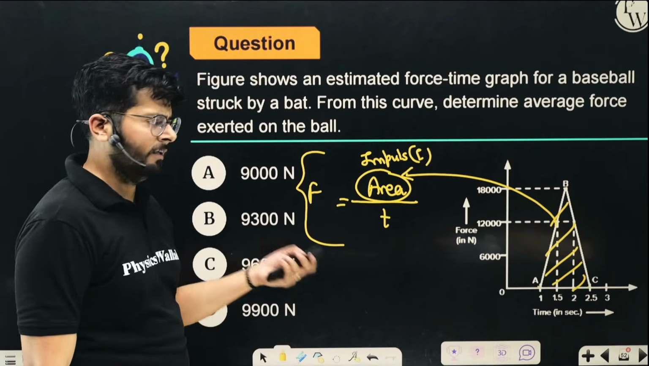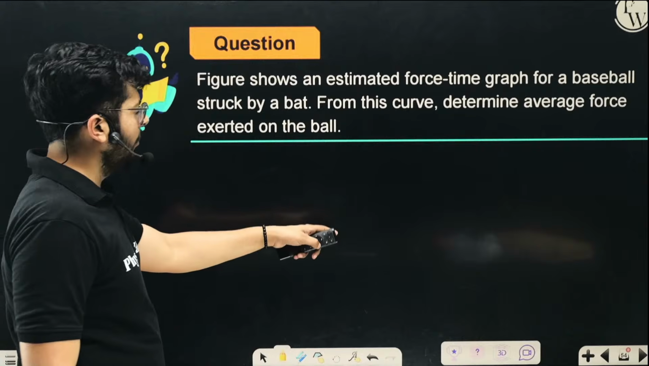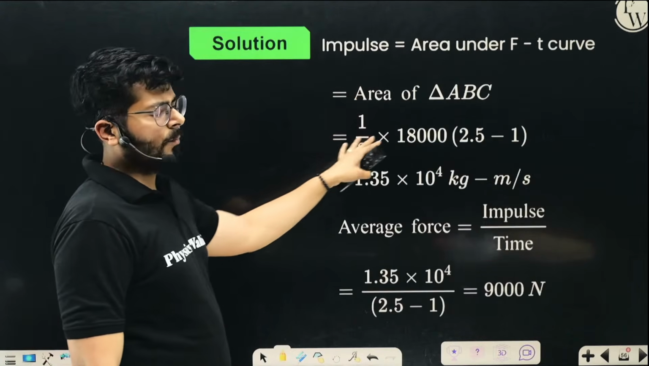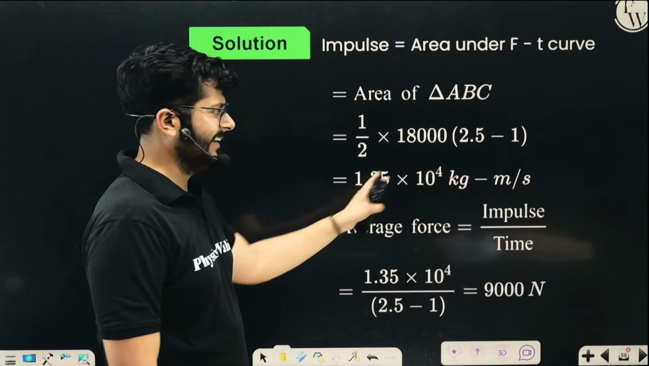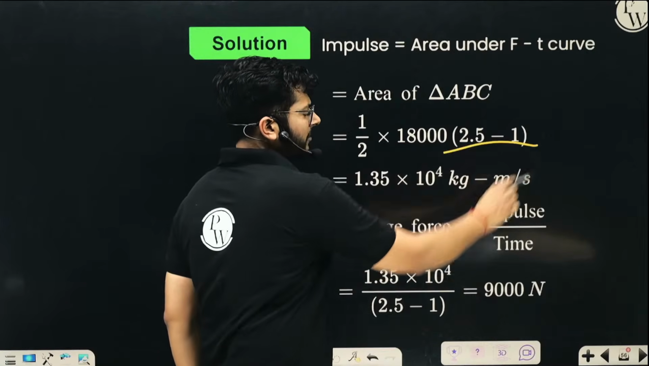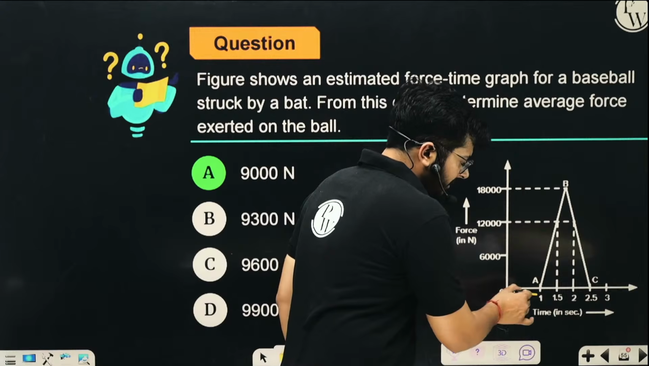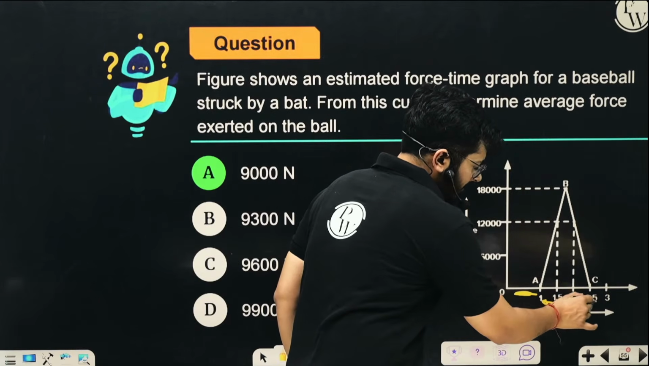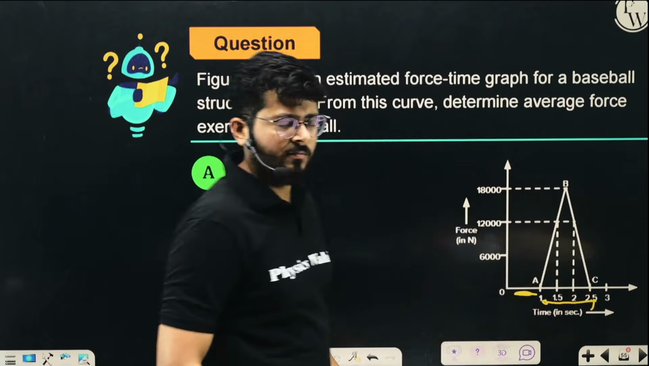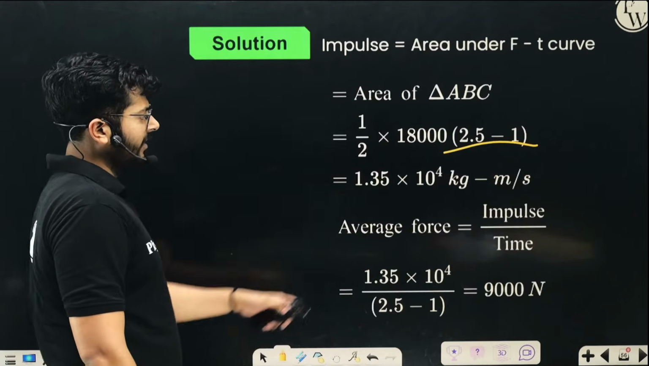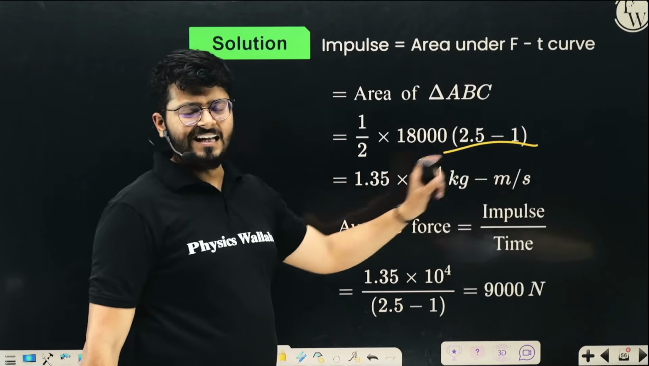So now only the calculation is there. So area, how will you calculate the area? Area is 1 upon 2 base into height, like this. So you can calculate like this. What is it? 2.5 minus 1, because this is 2.5, this is 1. So this part is not there in a triangle, only this is there in a triangle. So this is why we are talking 2.5 minus 1, right? So the base of the triangle is this, and this is how we can calculate the area.